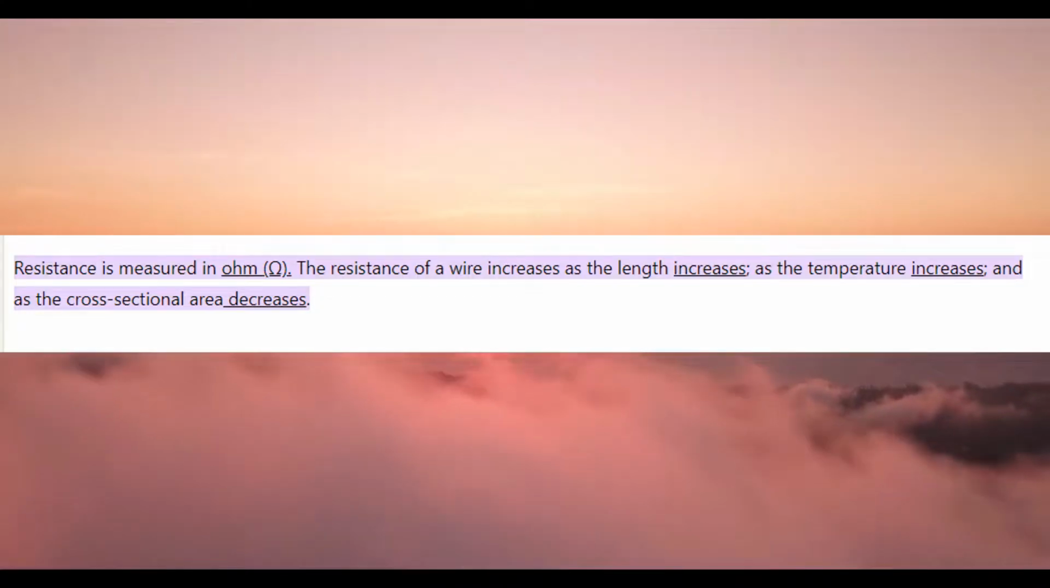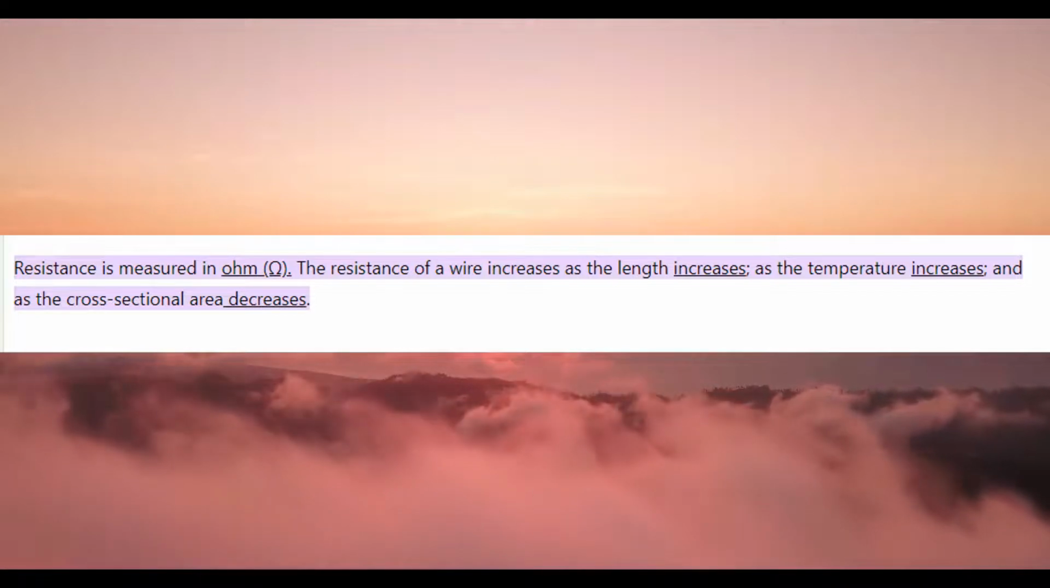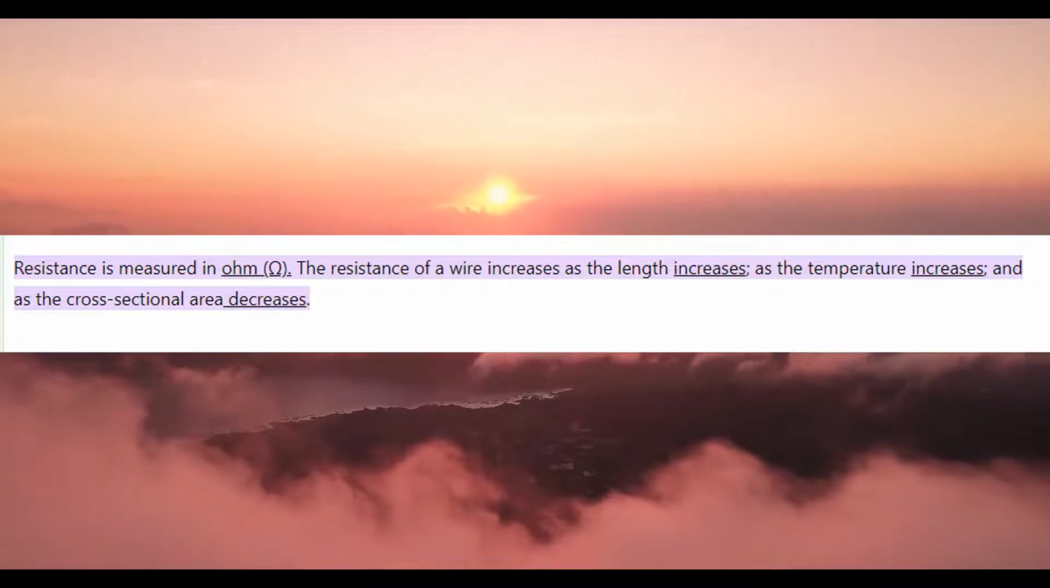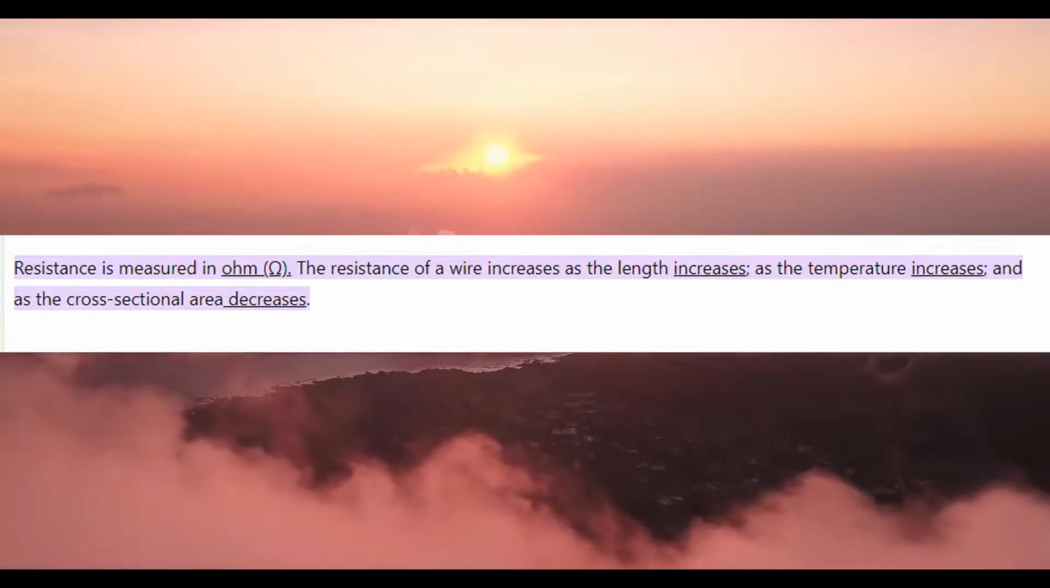Resistance is measured in ohm. The resistance of a wire increases as the length increases, as the temperature increases, and as the cross-sectional area decreases.